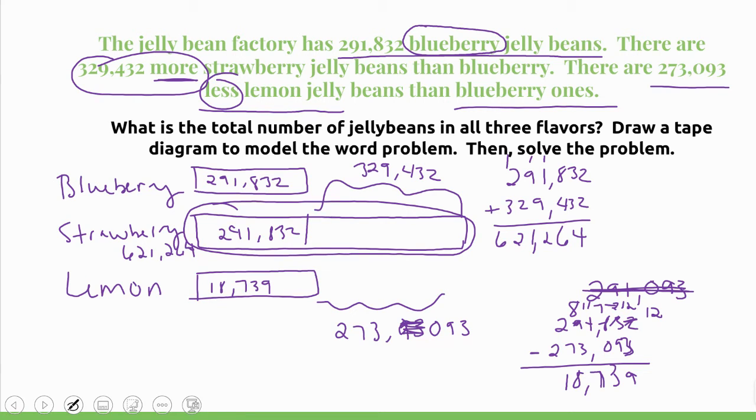Alright, I'm going to put this down here. So I've got 291,832, 621,264, and 18,739.